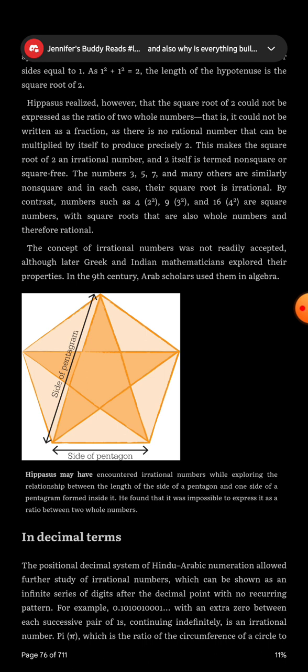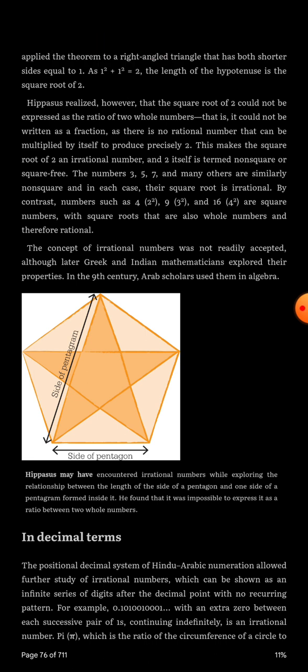Hippasus realized, however, that the square root of 2 could not be expressed as the ratio of two whole numbers. That is, it could not be written as a fraction, as there is no rational number that can be multiplied by itself to produce precisely 2. This makes the square root of 2 an irrational number, and 2 itself is termed non-square or square-free.